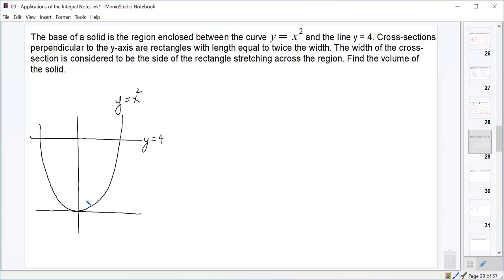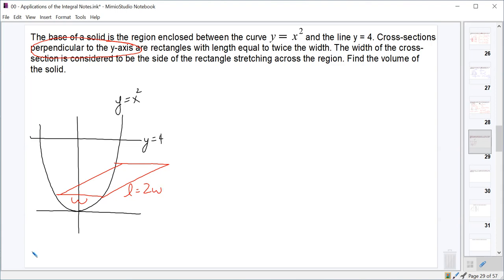We've got cross sections this time which are perpendicular to the y-axis. So the first thing we should read into that is we see it's perpendicular to the y-axis. We want to make sure that we do this all in terms of y. And we've got rectangle cross sections where the length is twice the width, and the width is this side stretching across the region. So here's a rectangular cross section protruding out from the screen there, where here's our width and here's our length, which is twice the width.